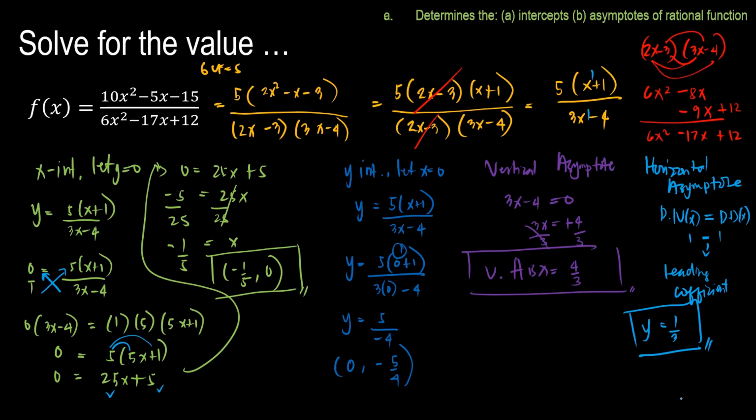That's the horizontal asymptote. Ngayon, if ever na masisimplify nyo siya, then simplify. Since 1/3 na siya, hindi na natin siya masisimplify. It is already in the simplest form of fraction. So, therefore, that's the horizontal asymptote.